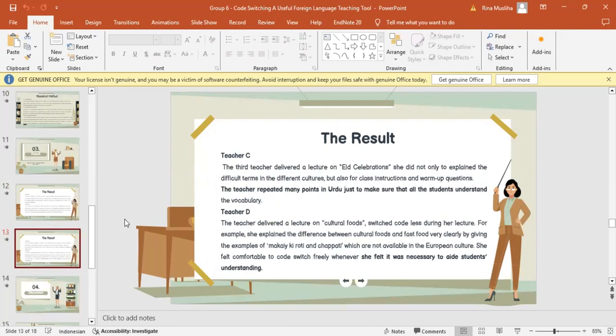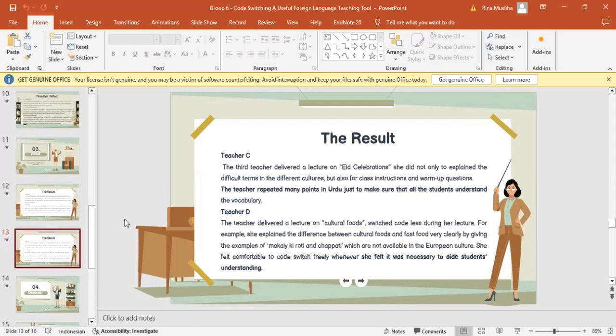The third teacher delivered a lecture on celebration. She did not only explore difficult terms in different cultures, but also class instruction and questions. And the teacher repeats many points in Urdu, just to make sure the students understand the vocabulary.